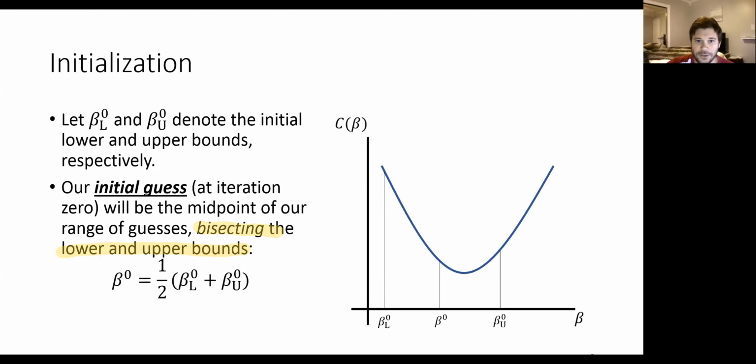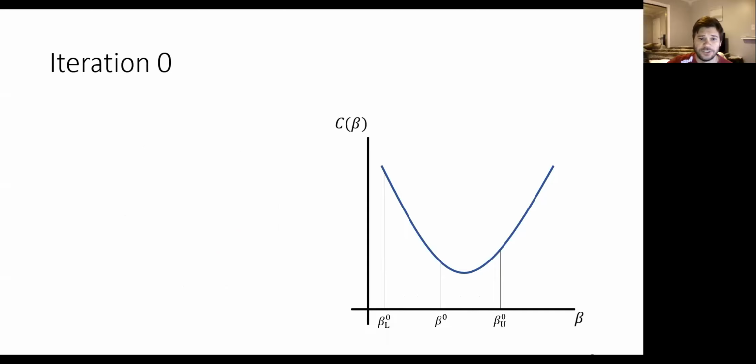So what did that do? Well, that bisected this region into two regions now of equal size. This distance and that distance are of equal size because beta 0, with the 0 superscript, bisects beta U and beta L. So we're considering here our first iteration, iteration 0. And in order for us to advise on where to move, we can sort of tell here that our initial guess of beta 0 is not the optimum. It's a little bit too far to the left. So we have to think about how to update this guess.